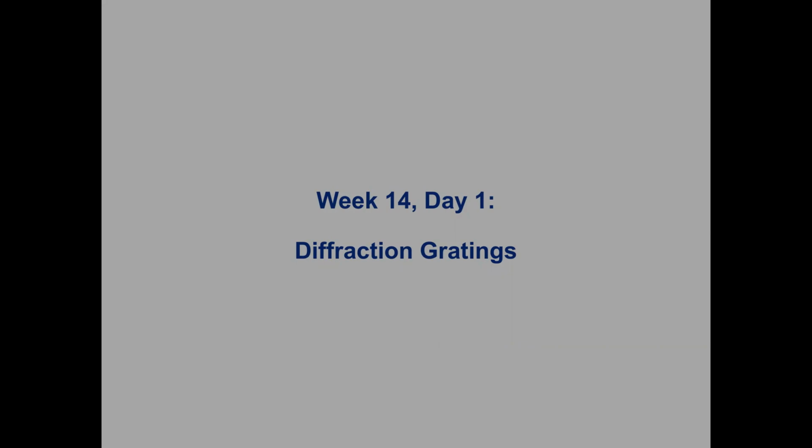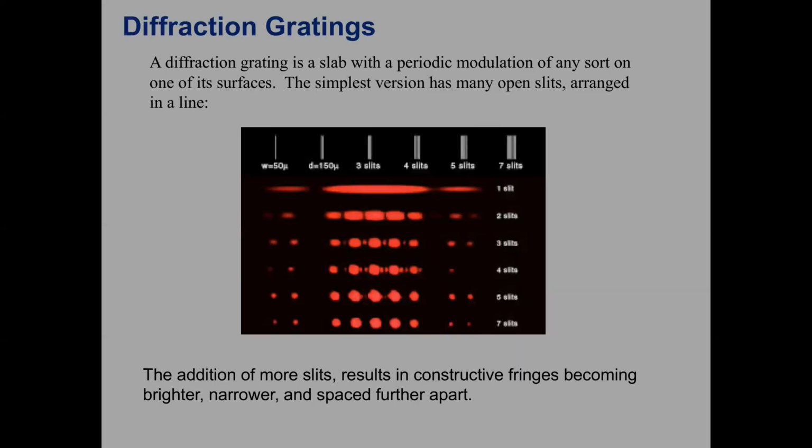You may have seen these before in other classes. Sometimes diffraction gratings are covered in modern physics. If not, a diffraction grating is essentially a slab of some material with a periodic modulation of some sort that modulates the transmission on one of its surfaces. The simplest version is the one that's mostly used all the time, at least for what we call transmission gratings. It's an array of many open slits arranged in a line.